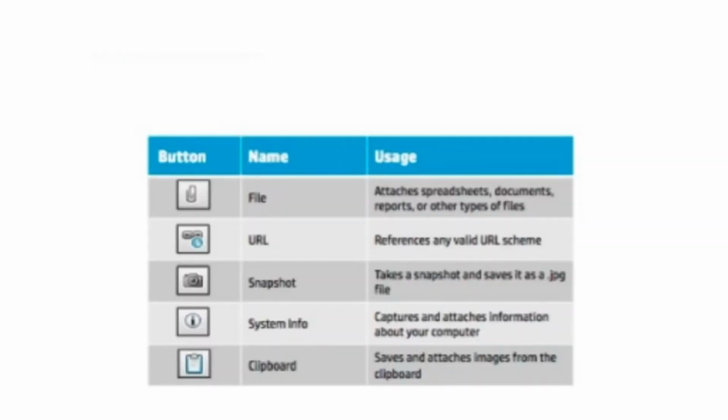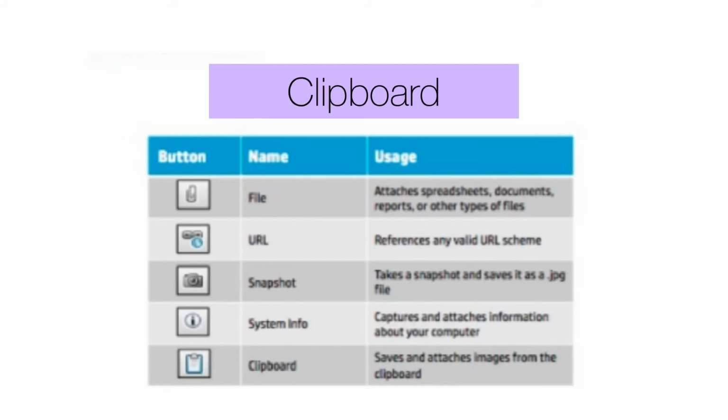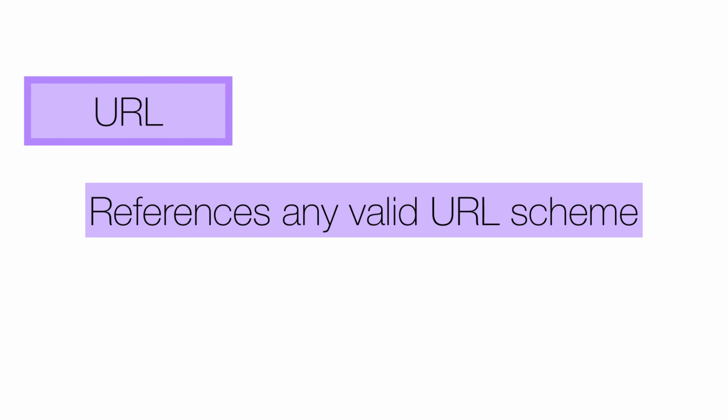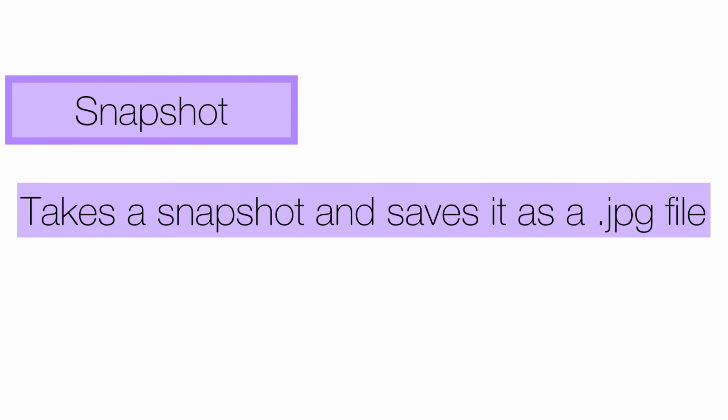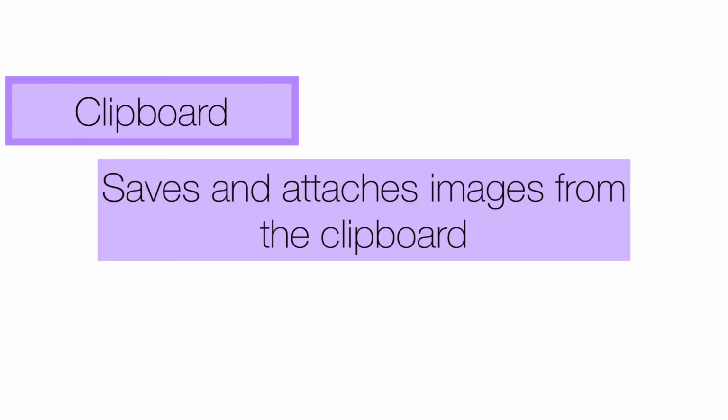These are the types of attachments: file, URL, snapshot, system info, and clipboard. A file attaches spreadsheets, documents, reports, or other types of files. URL references any valid URL scheme. Snapshot takes a snapshot and saves it as a JPEG file. System info captures and attaches information about your computer. And lastly, clipboard saves and attaches images from the clipboard.